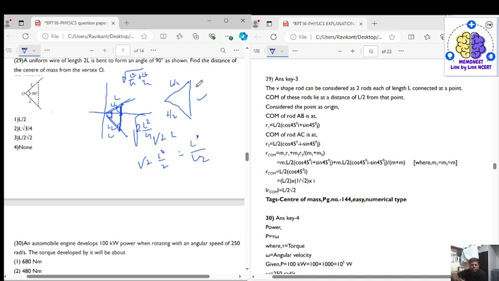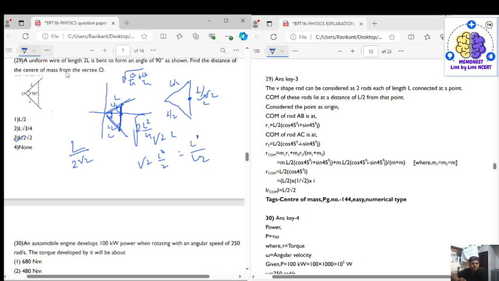So this length will be equals to L by root 2 and center of mass will be at center of this. So this position will be L by root 2 divided by 2. So center of mass will be at L by 2 root 2. So the correct answer is option 3. Right? I would explain it again with the diagram.